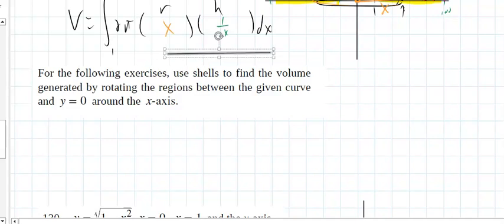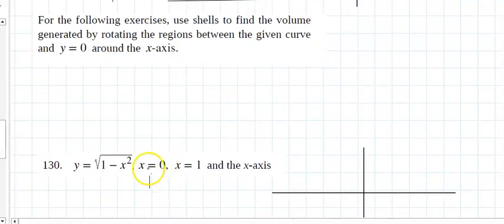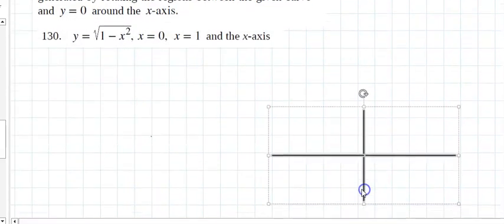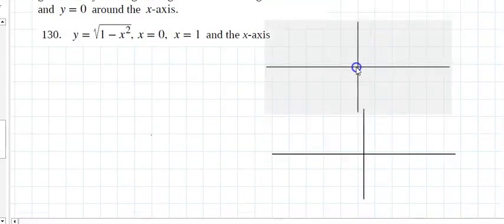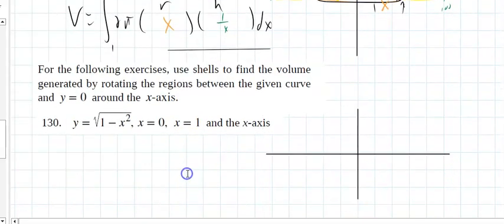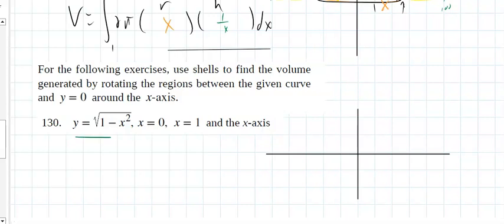All right. What if I rotate about the x-axis? Okay. What is that? So let's make sure we get the region right. This says take y equal 1 minus x squared. That's half a circle. Let's say that's 1, that's 1, that's 1. That's the upper half of a circle. So for the following, use the shell method to find the volume generated by the region between y equals 0, the x-axis. Again, they just want that piece, and the equation for that is y equal 1 minus x squared under a radical.